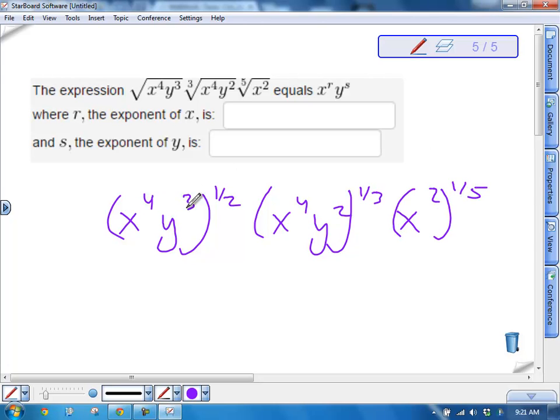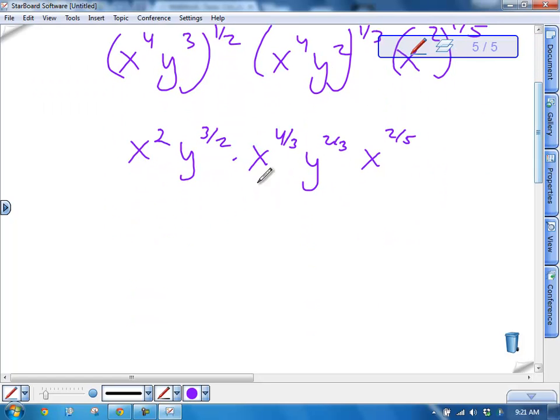Now I'm going to carry this exponent through. So x to the 4th times 1/2 gives me x squared. And that'd be y to the 3/2 times, I'm dropping the parentheses now too, x to the 4 thirds, y to the 2 thirds, and then x to the 2/5. And now I can rewrite the order, so I can just do the x's first, because order doesn't matter when everything's being multiplied. x squared times x to the 4 thirds times x to the 2/5, and then the y's, so y to the 3/2 times y to the 2 thirds.